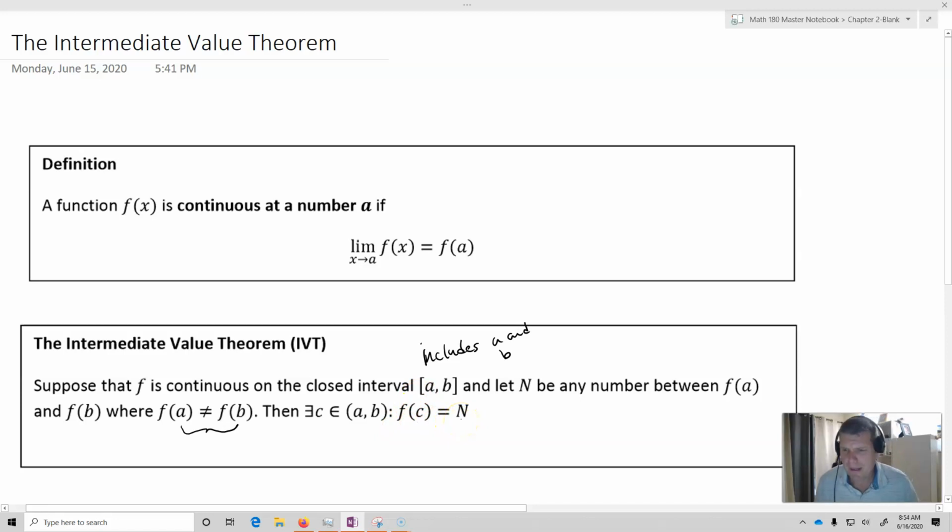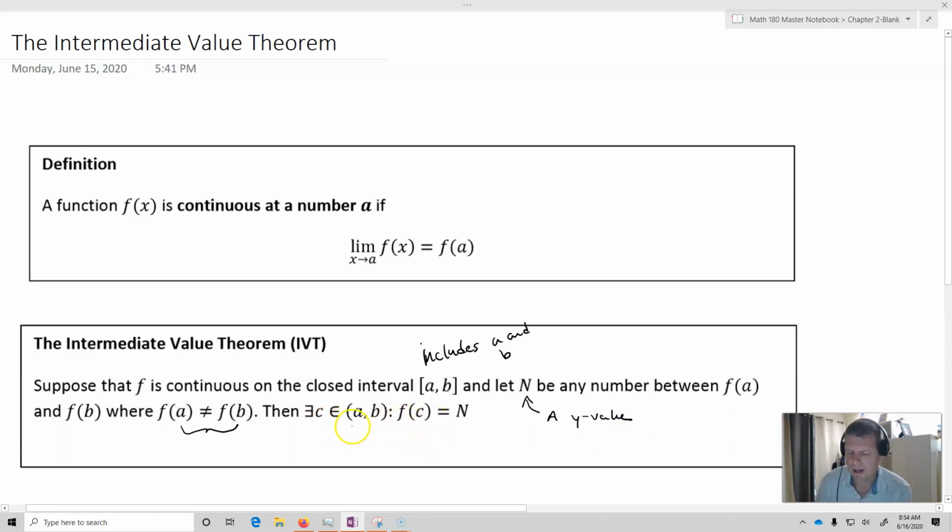So basically what this is saying, if you read it and spend some time really reading it, is n is a number between f of a and f of b. So n is on the y-axis. This is a y value, or a value for the function. And c is an x value.